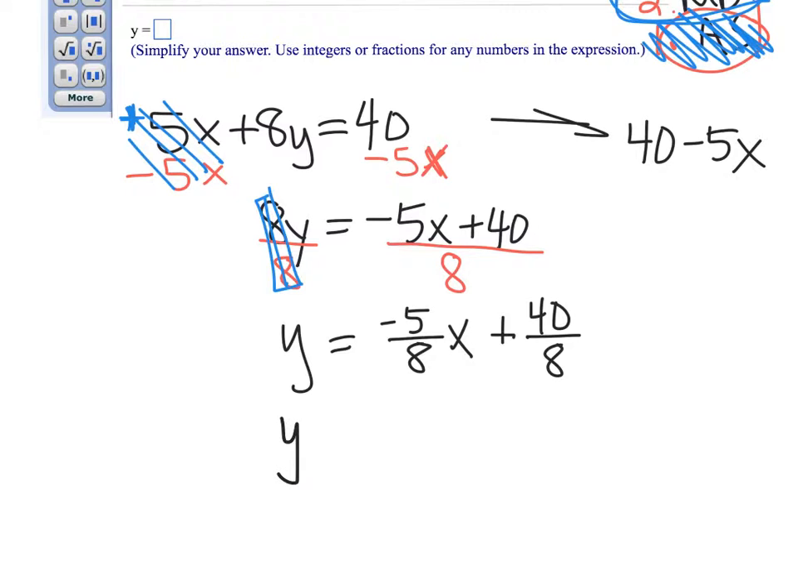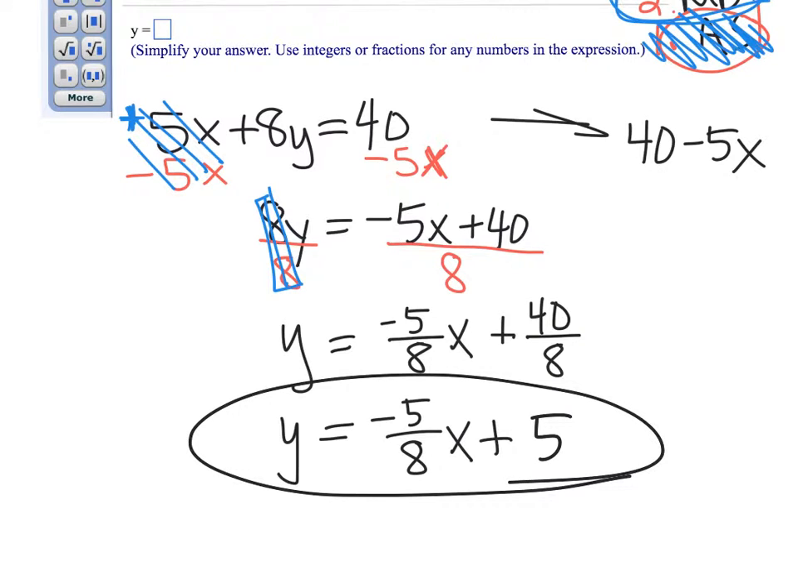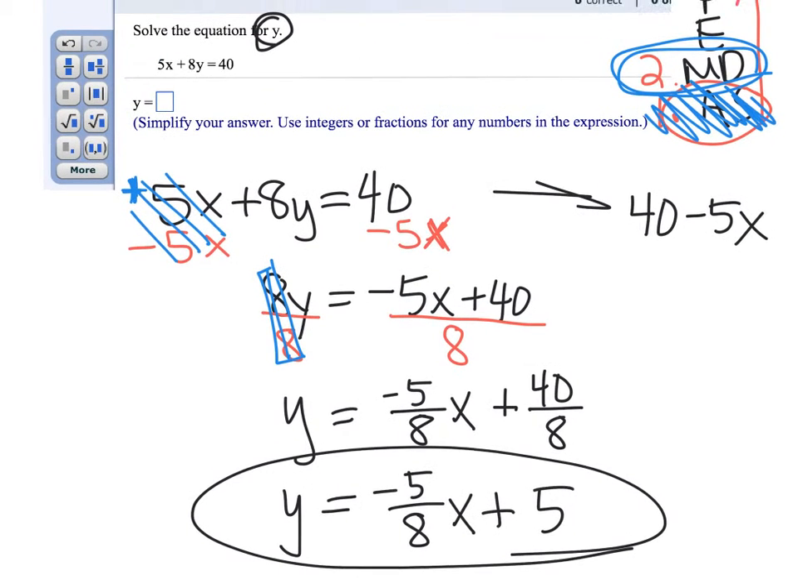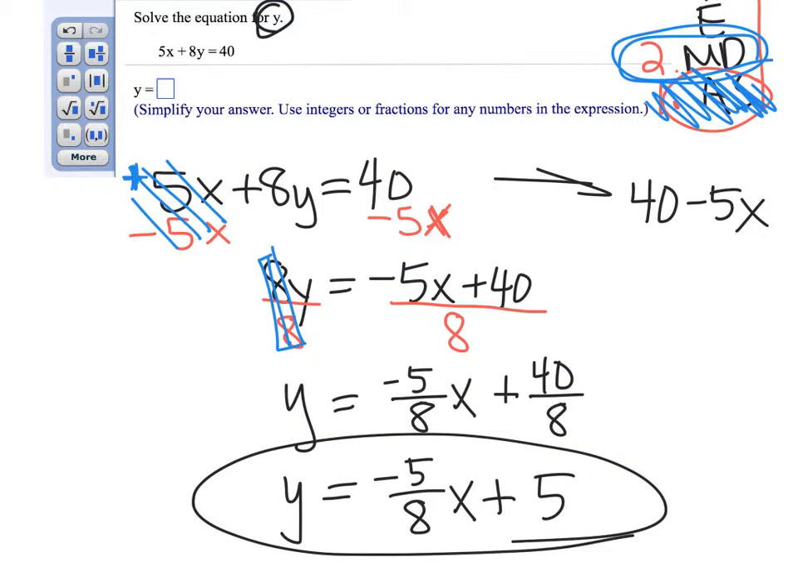So y equals, because there's nothing else to do right here, y is y, that's what we wanted. And now we're just making this side look pretty. Well, negative 5/8 x, there's nothing you can do there. So it stays the same. But 40 divided by 8 is 5, and there is your answer. So what we've done is we have solved for y, because y is now all by itself.